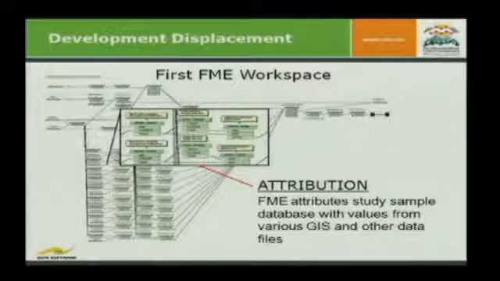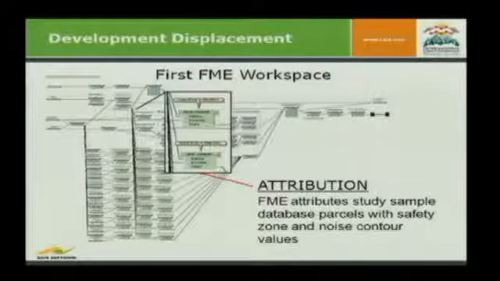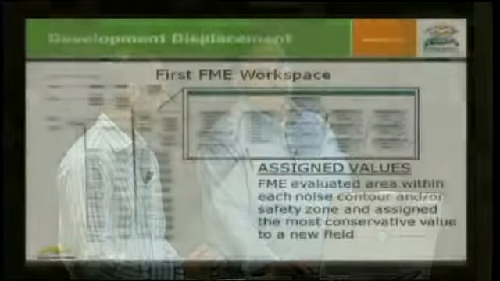Basically, if a parcel fell within 2 noise contours or 2 safety zones, we would take the more restricted value of that safety zone or noise contour into account for our analysis. That's basically what we wanted to do in order to ensure the most conservative analysis possible.